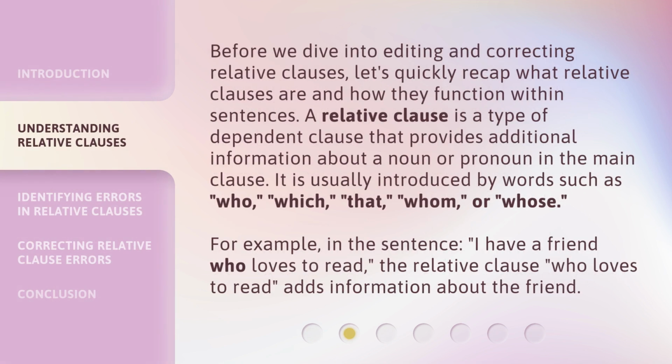Before we dive into editing and correcting relative clauses, let's quickly recap what relative clauses are and how they function within sentences. A relative clause is a type of dependent clause that provides additional information about a noun or pronoun in the main clause. It is usually introduced by words such as who, which, that, whom, or whose. For example, in the sentence, "I have a friend who loves to read," the relative clause, "who loves to read," adds information about the friend.